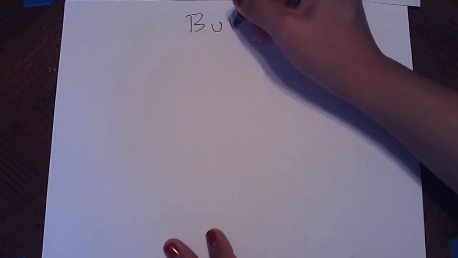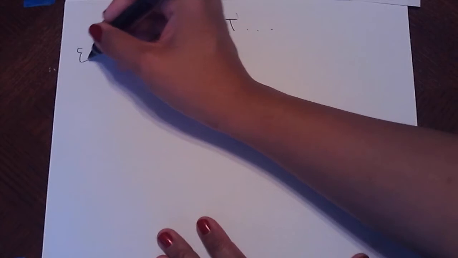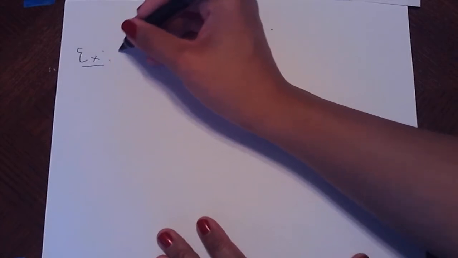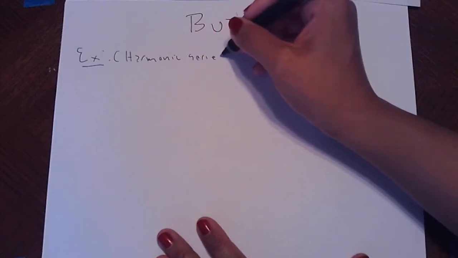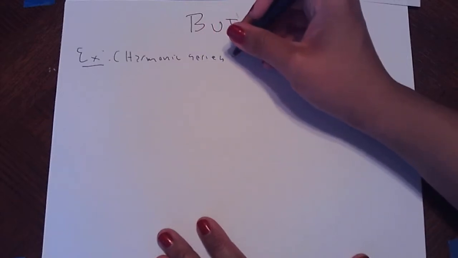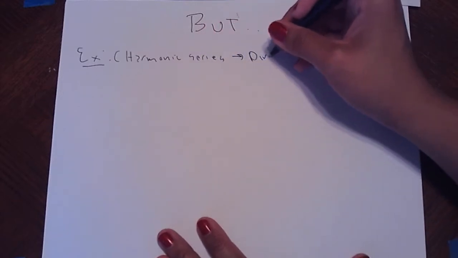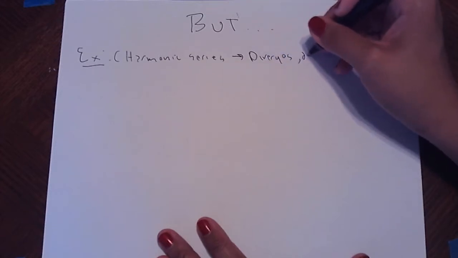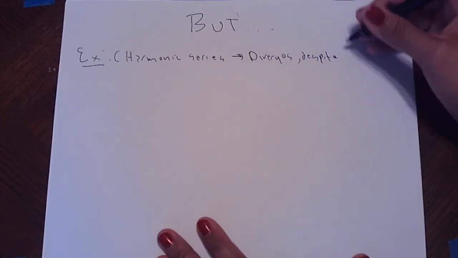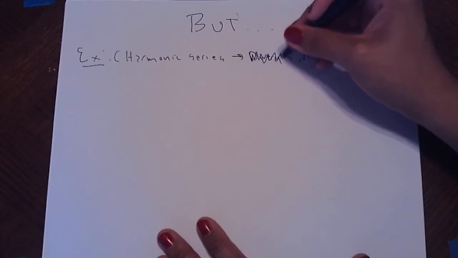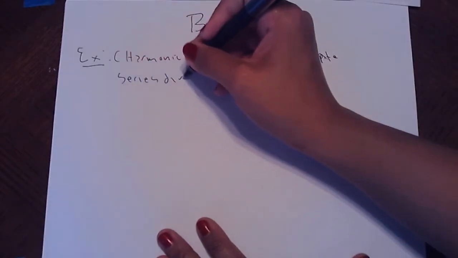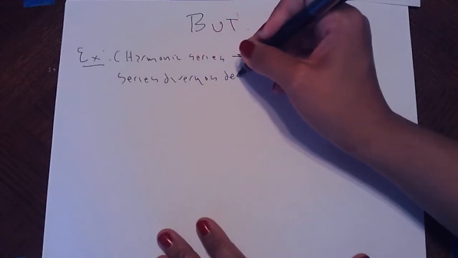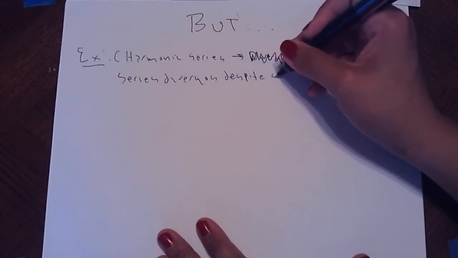But here's kind of a weird example. This is called the harmonic series, right? My harmonic series, this is actually something that diverges despite, or I guess my sum diverges, so I'll be specific here. My series diverges despite my sequence shrinking.